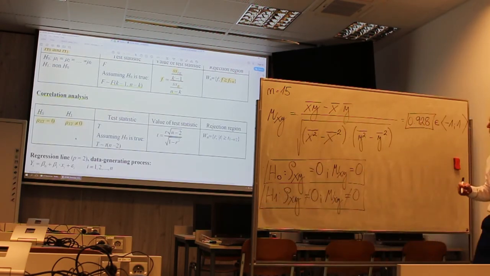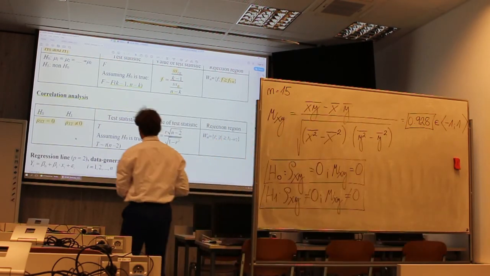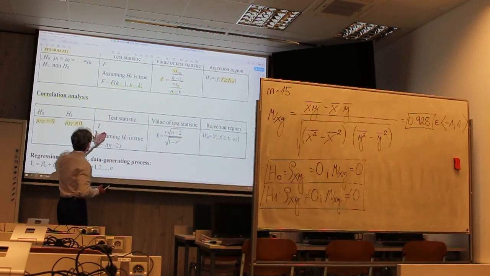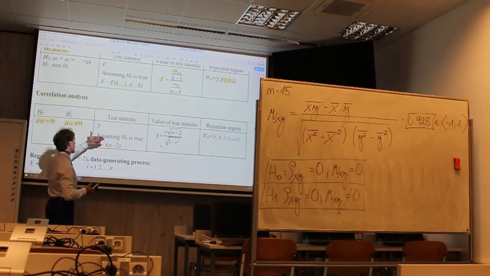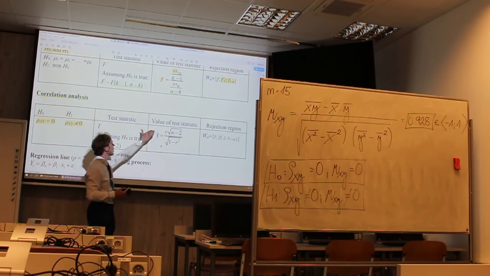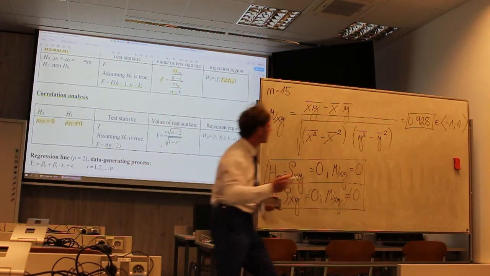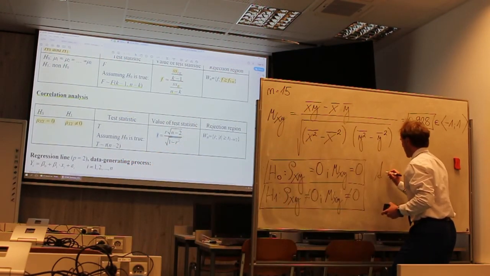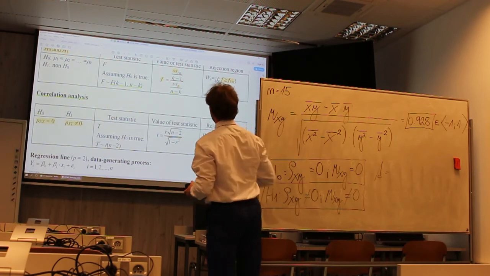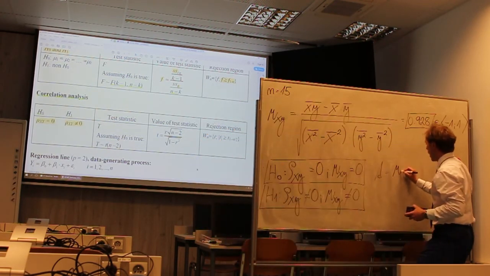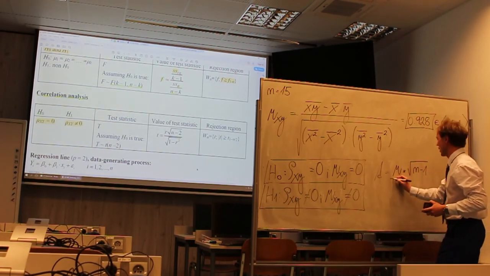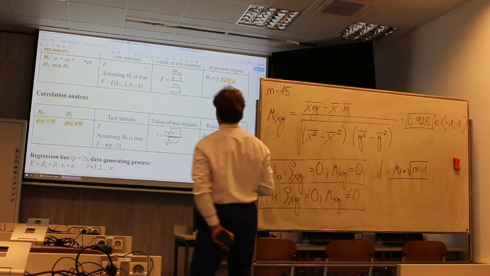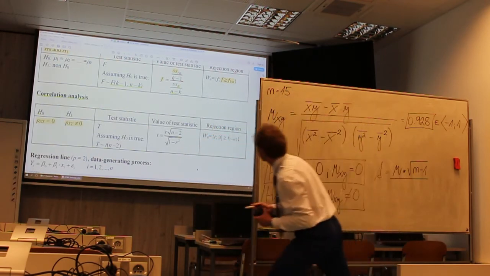Okay, so this is the null and alternative hypothesis. The best statistic is the student t-test, yes? So we must calculate the value of this student t-statistic. The t-statistic is equal to the correlation coefficient r times the square root of n minus 1, divided by the square root of n minus 2.